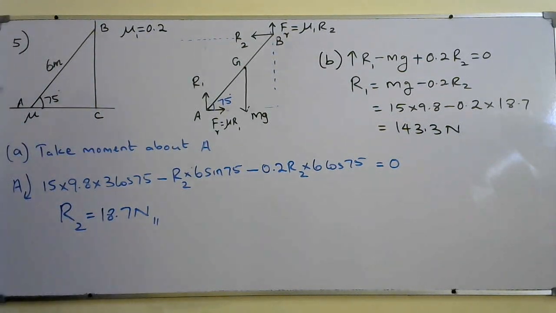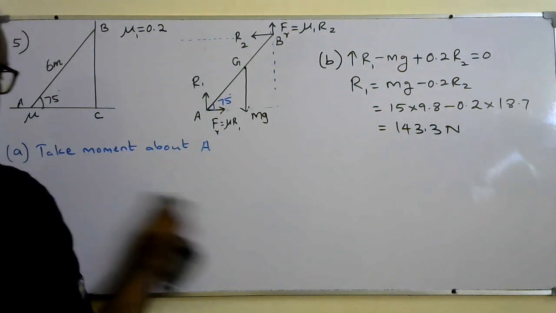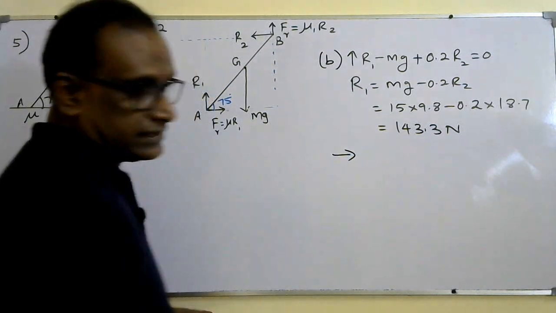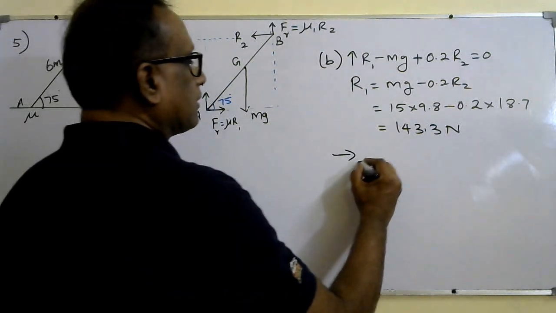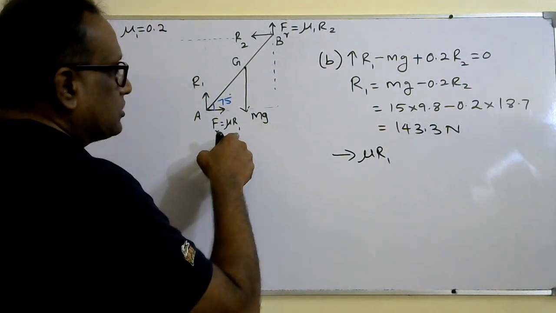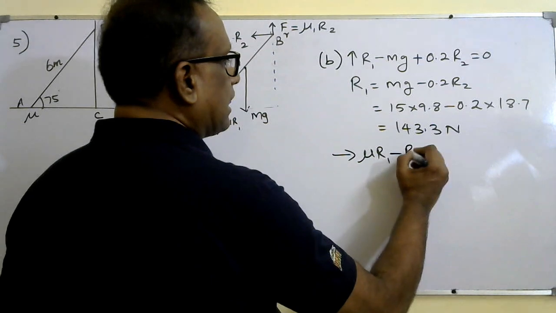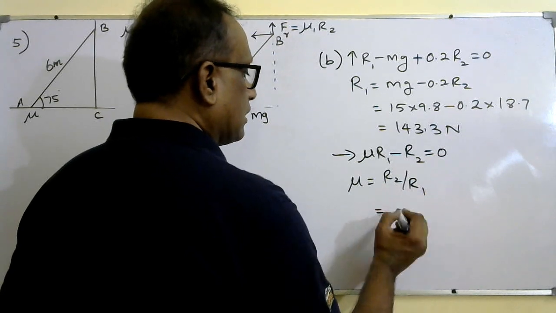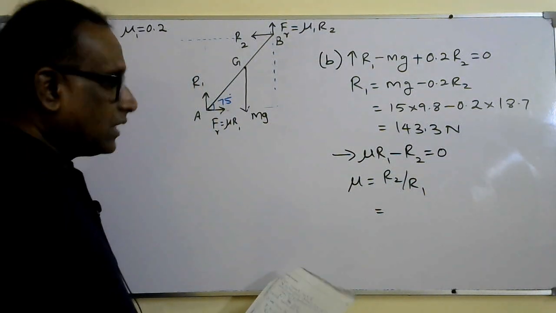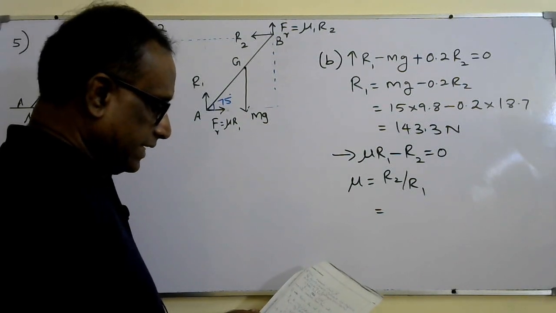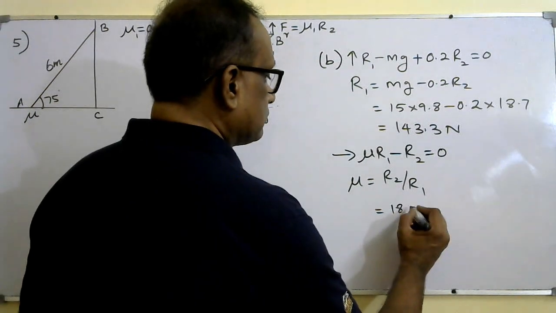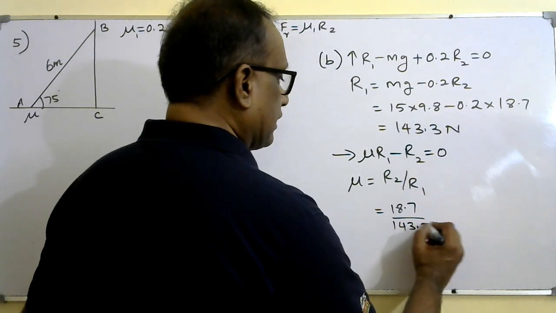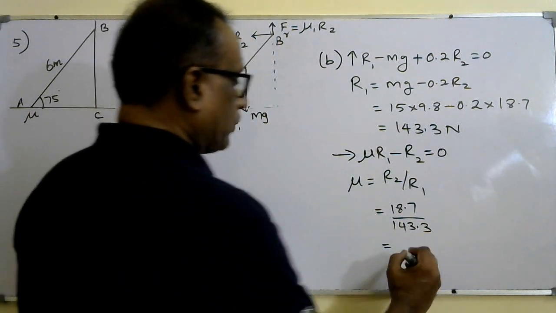Now, as I told earlier, we'll resolve all the forces into the horizontal direction, and it must be equal to 0. So mu R1, this is the horizontal force, minus R2 equals 0. So mu is equal to R2 over R1. R2 we found, 18.7, over R1, 143.3. So that will be 0.13. That's the final answer.